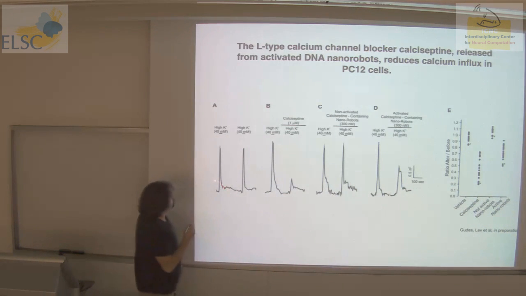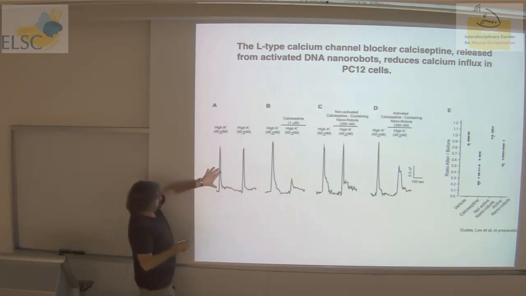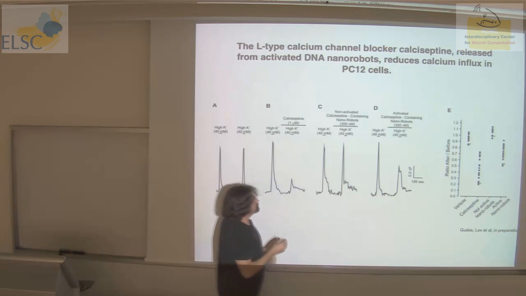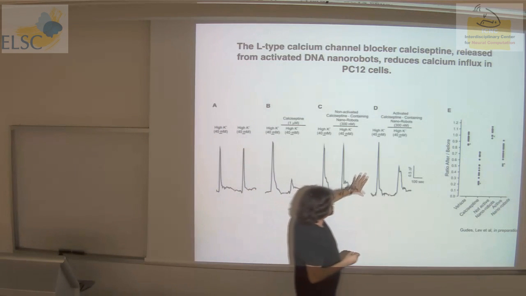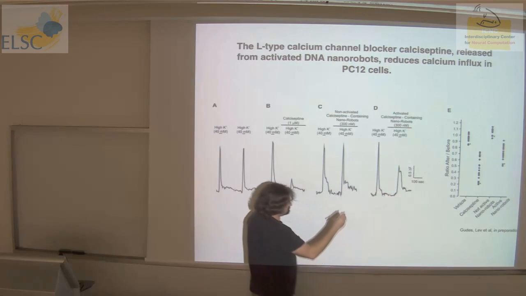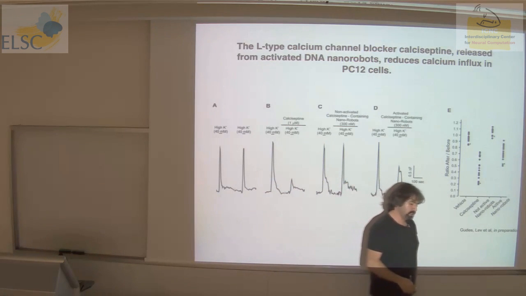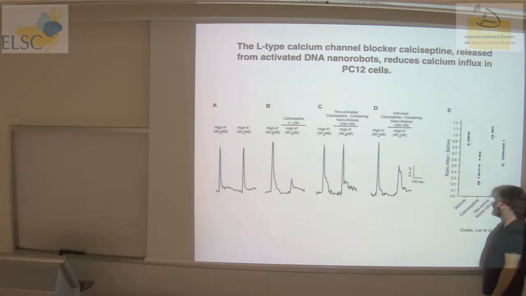Okay, so this is a recording of calcium signals. It's calcium imaging recording from these neurons, and we apply high potassium. High potassium will both produce calcium influx and will activate the cells, so the cells will release dopamine. So when we put the nanorobot that can sense dopamine and release calcium channel blocker, we can see that activation of the nanorobot produces significantly lower calcium influx, meaning that we are able to block some of its calcium channels.